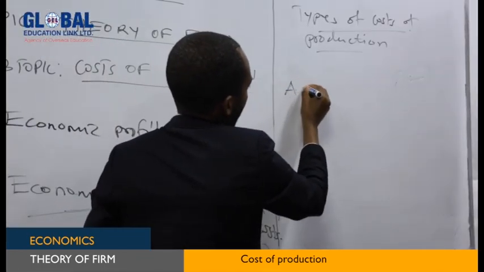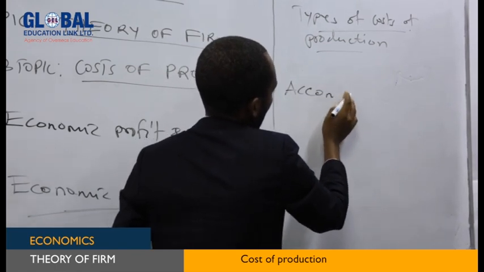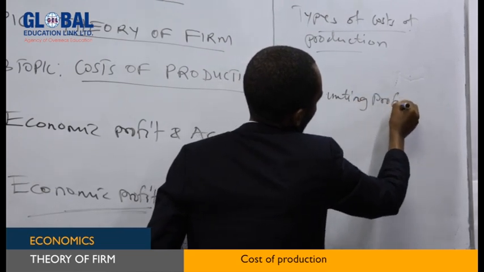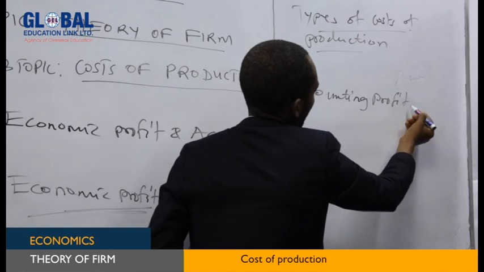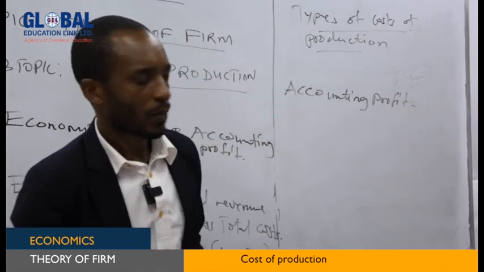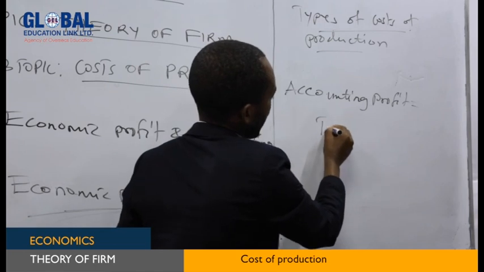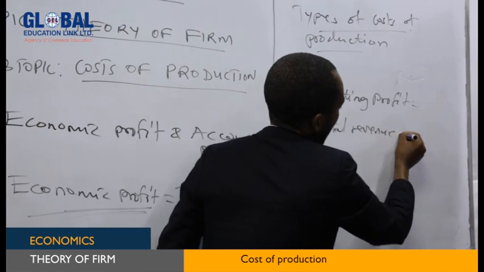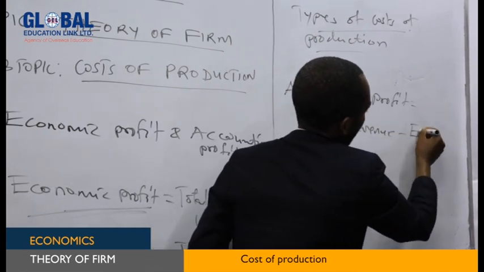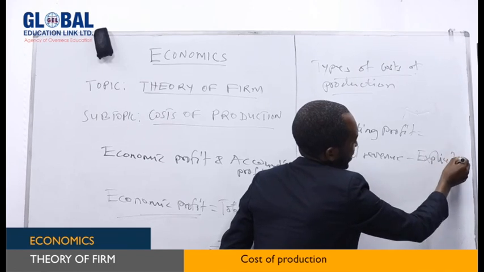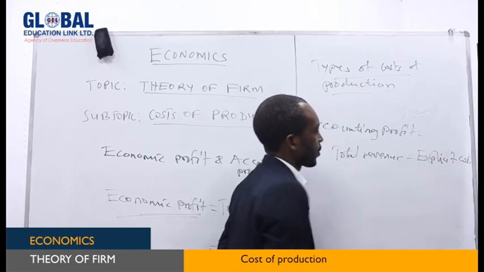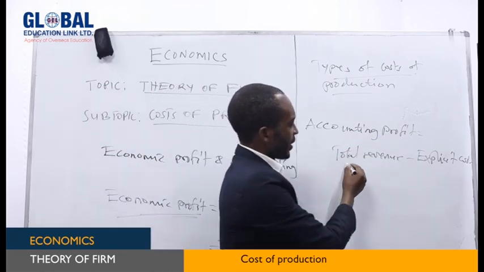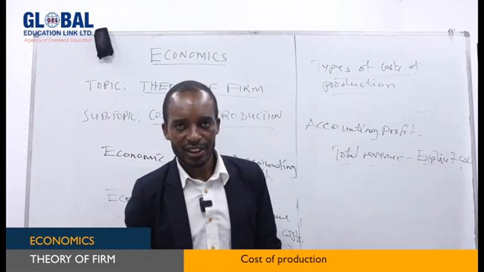So accounting profit will be equal to the total revenue minus explicit costs. So when you are asked to calculate the accounting profit, you take the total revenue minus explicit cost.